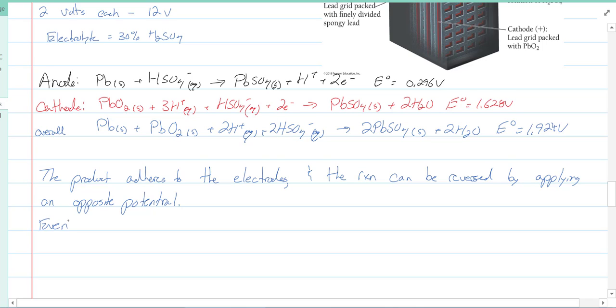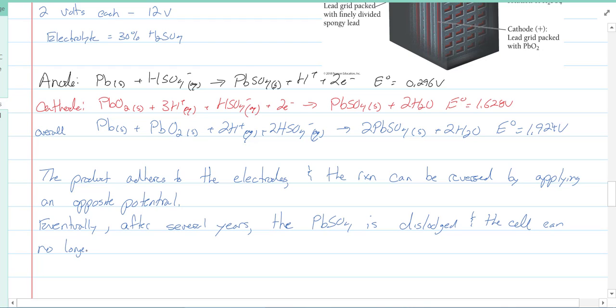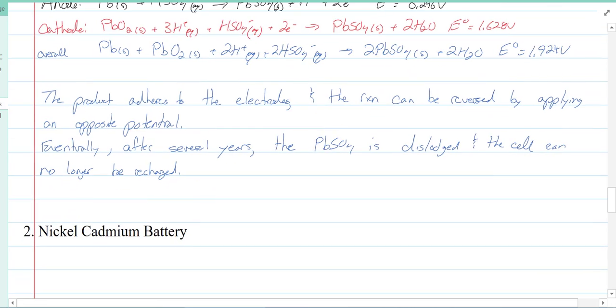Eventually, after several years, the lead 2 sulfate is dislodged, and the cell can no longer be recharged. That's the lead storage battery.